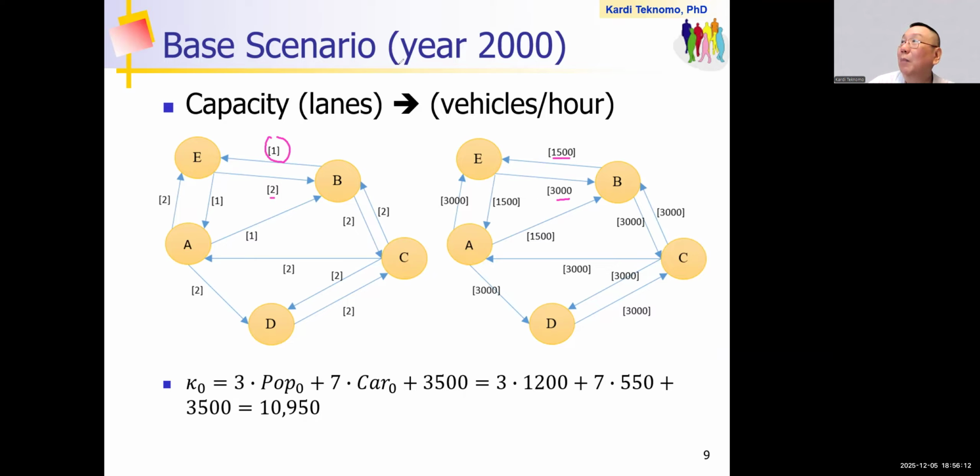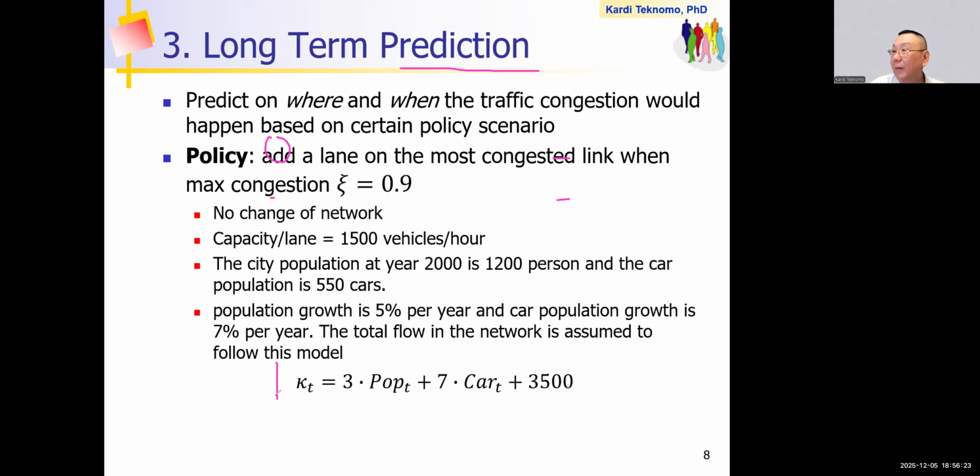Okay, so let's start the base scenario in the year 2000. And you have this model, and this one. This is trip gen. So you have the model of total demand in the network at time t. And so kappa t, that means total demand in the network at time t, equals a regression model. Because this is very small anyways, I just made it up. So it depends on the population of human and the population of car.